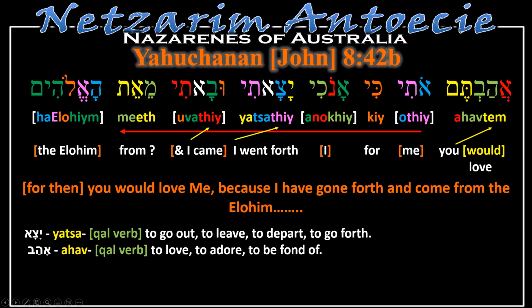and we turn to part B of that. We have Aleph, He, Vayet, Tav, Mem Sofit, and the rest of the letters. And we read it: ahavtem, meaning you, and we could add would, love. Because we know that the root of it is ahav, which is a kal verb, to love, to adore, to be fond of. So you would love, ot, me. Ki, for. Anoki, I.